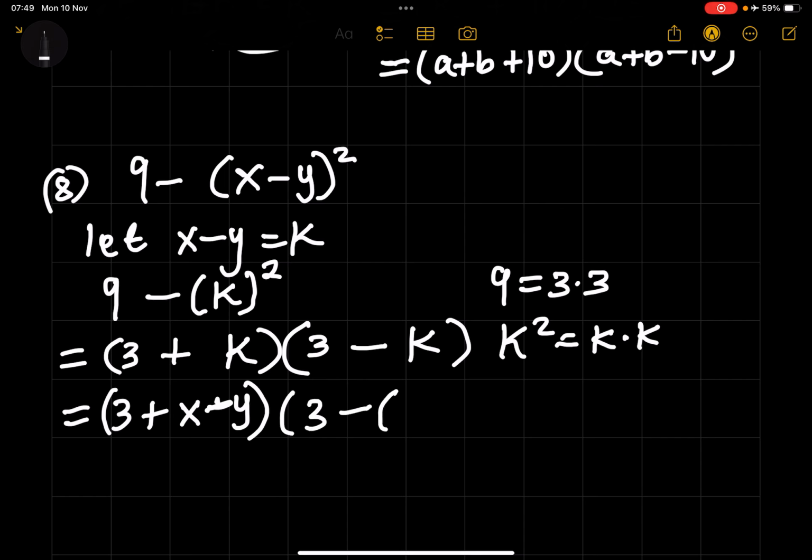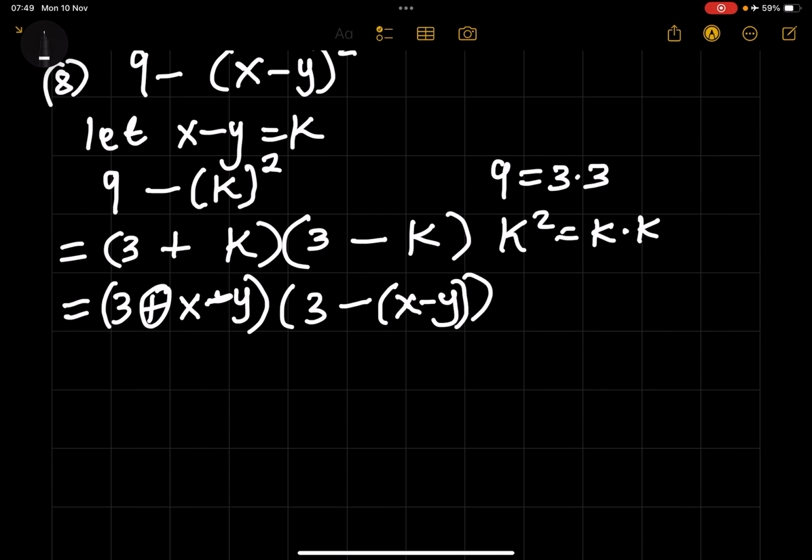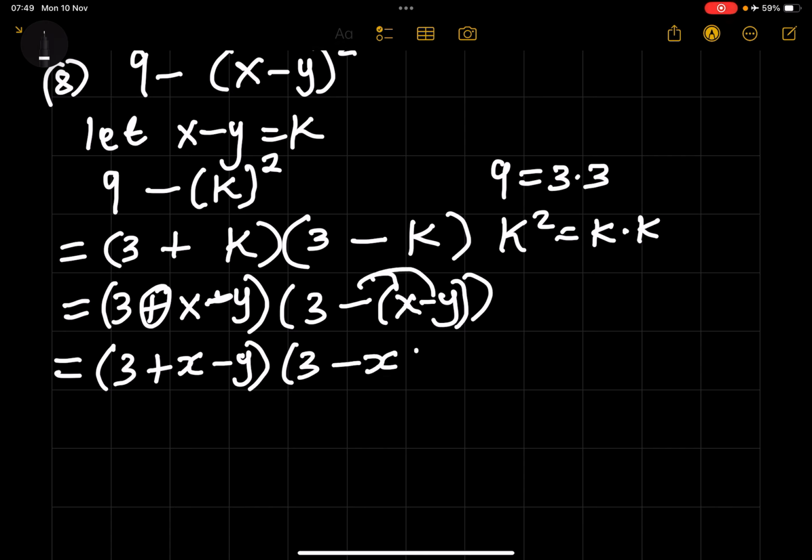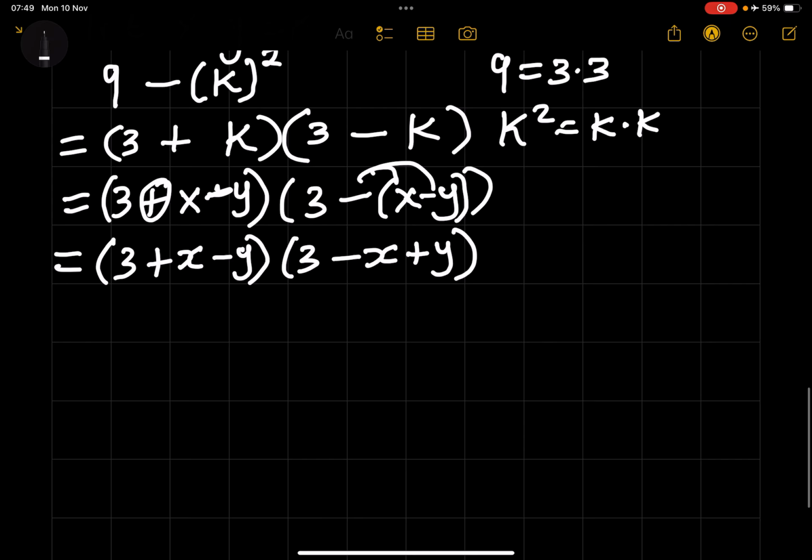If you are substituting in after a minus, you must put brackets, ladies and gents. If you are substituting before a plus, no need for a bracket, because a plus doesn't affect anything, but a minus will switch the signs. So we're going to have 3 plus x minus y, into 3. The negative will switch all the signs. Then you're going to have minus x plus y.